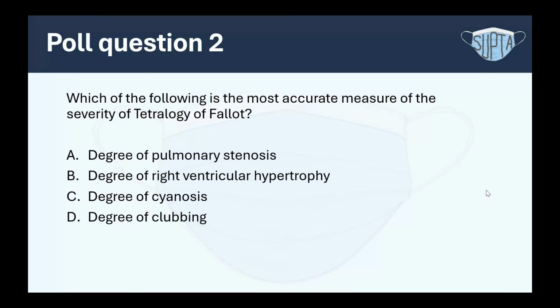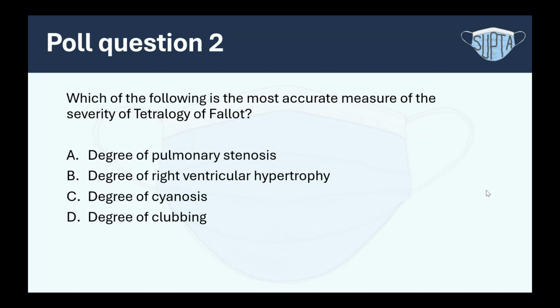So we've really got some responses coming in. People are starting to go with degree of cyanosis at 60%. Give it another 30 seconds. Okay, I think it's settled on degree of cyanosis, followed by degree of right ventricular hypertrophy.